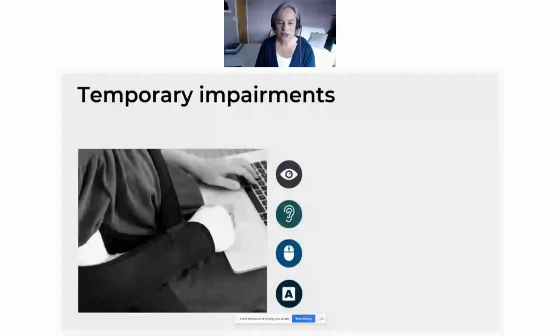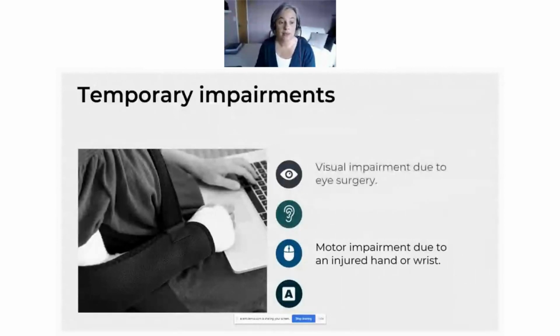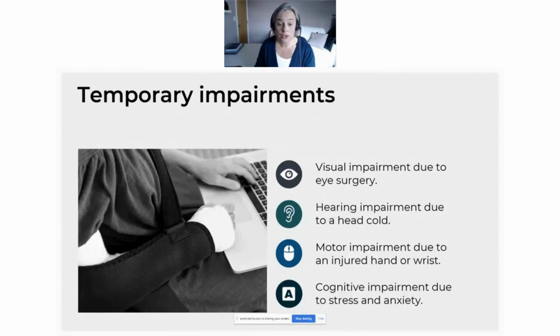Okay, so the picture on the screen, I think, might give you a clue as to a motor impairment. So we have a motor impairment due to an injured hand or wrist. We could also have a visual impairment due to eye surgery, a hearing impairment due to a head cold, a cognitive impairment due to stress and anxiety. So all of these things are things which can affect all of us at any time.